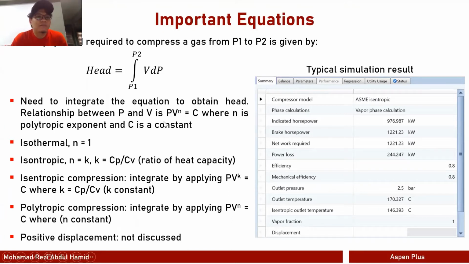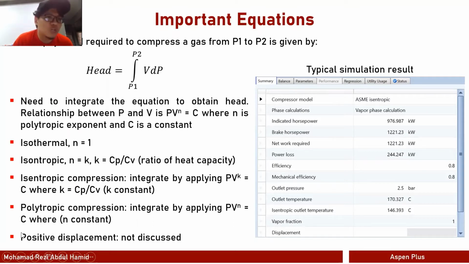the relationship between P and V is basically PV to the power of N equals C, where C is a constant and N is the polytropic exponent. For isothermal compression, the N value is equal to 1. For isentropic compression, where there is no heat loss to the surroundings, N is equal to K, where K is the ratio of heat capacities, Cp over Cv. For isentropic compression, you just need to integrate by applying PV to the power of K equals C.